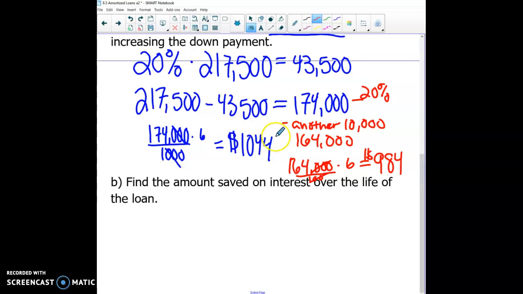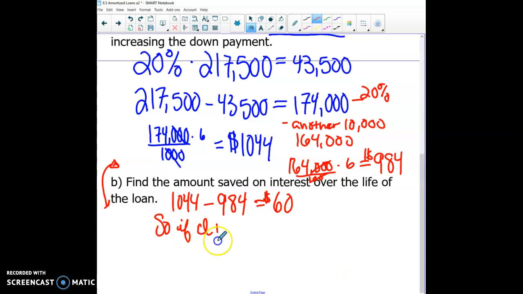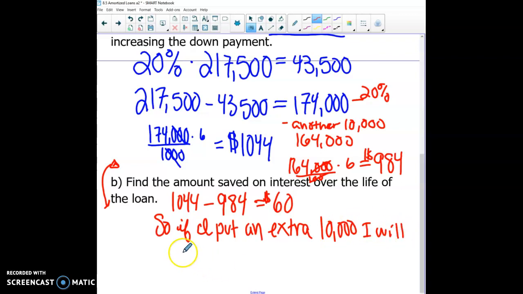So I have 1,044, 984, and the difference between those is 44 and 16. 44 and 16 is a difference of 60. So the difference, I'm just going to come down here and write it, right? So 1,044 minus 984 is the difference of $60. So if I put an extra 10,000 down, I will pay $60 less a month.